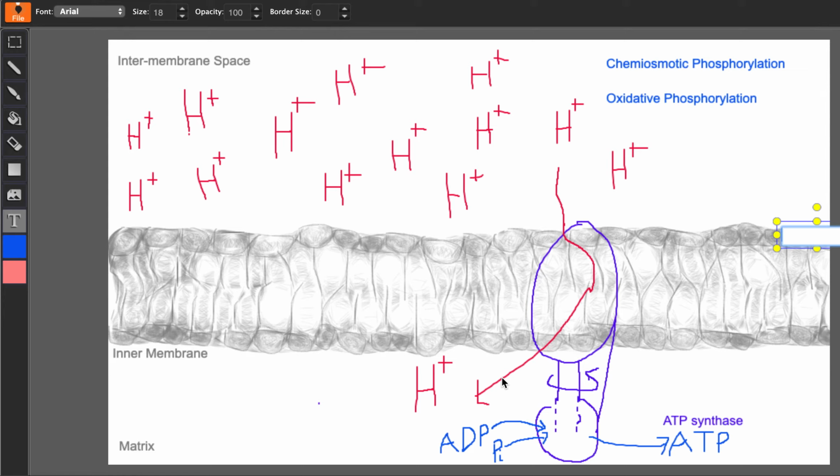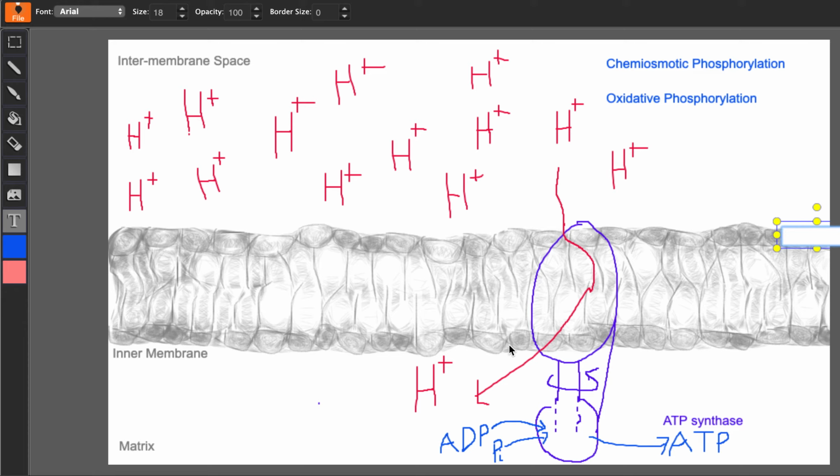They'd back up and the electron transport chain would grind to a halt. If no electrons are being passed, there's no energy released to drive the formation of this proton gradient, right? The proton pumps stop. If there's nothing to drive the creation of this proton gradient, then these protons will flow back through ATP synthase until they're equal on both sides, and then there will be no net movement anymore. And if there's no gradient, there's no hydrogen flow.